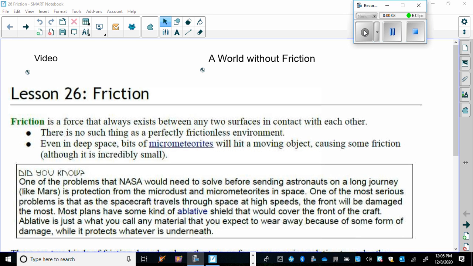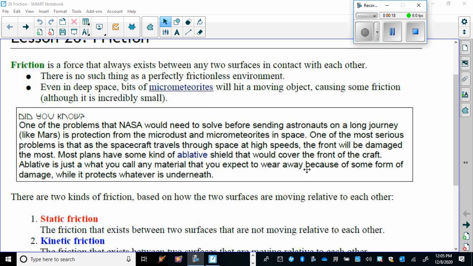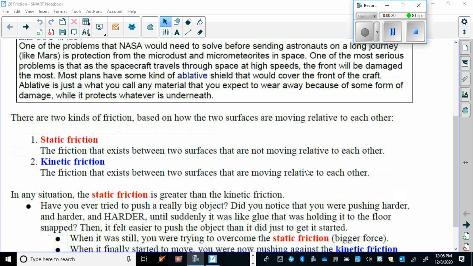Here we go for lessons 26 and 27, friction. Friction is a force that always exists between any two surfaces in contact with each other. So there it is, your basic definition of friction. Some good notes on friction. Friction is super important in the world that we live in.